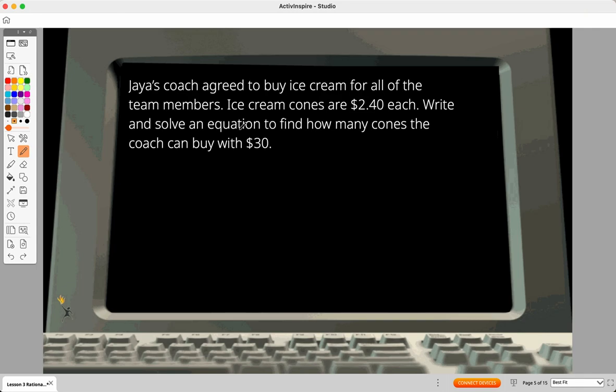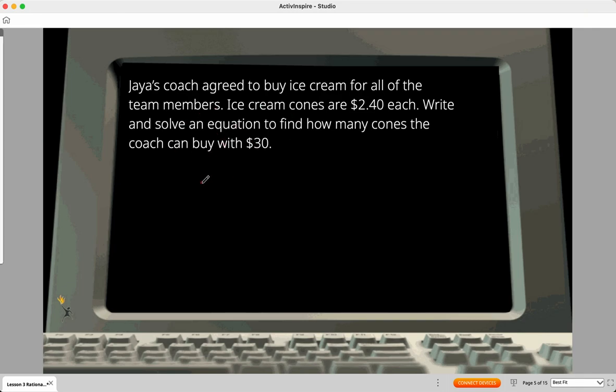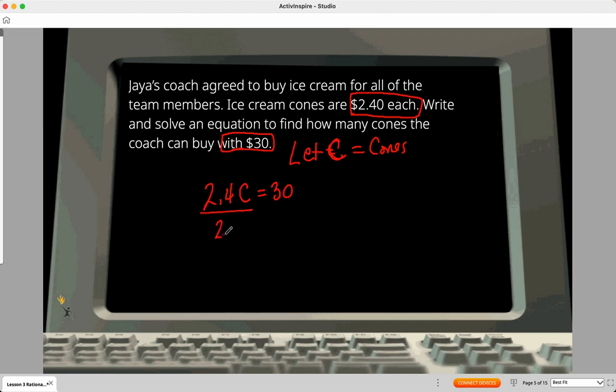So again, just like we were talking about, this is an equation. I've got this word each, so I know it's a multiplication equation. And I know this is my total. So let's get my let statements. Let C equal cones. So we know it's $2.40. Now, I know it's money, but I can drop that 0 while I'm doing the work here as long as I know it's the next piece. Equals 30. I can add the extra 0 if I want to, but when it comes down to working on division, I don't really need that 0. So I'm going to divide by 2 4/10.